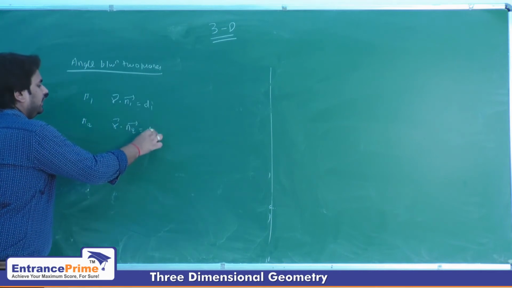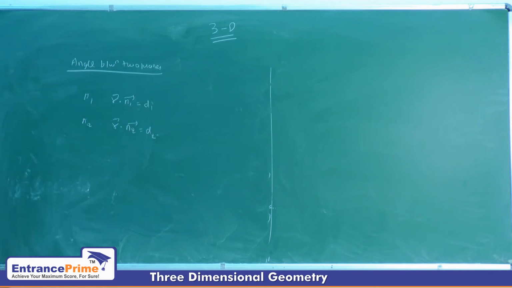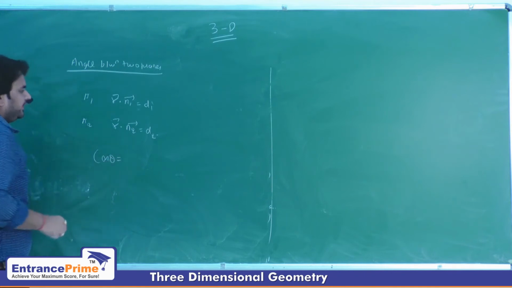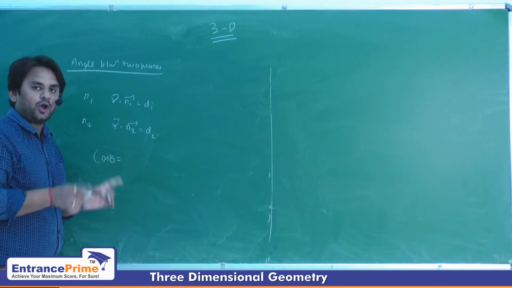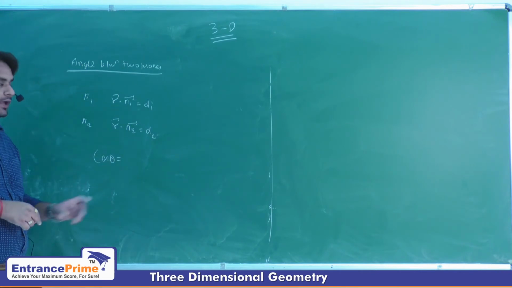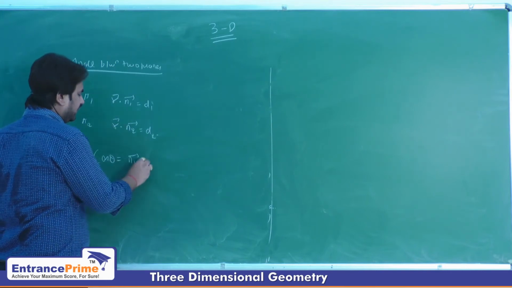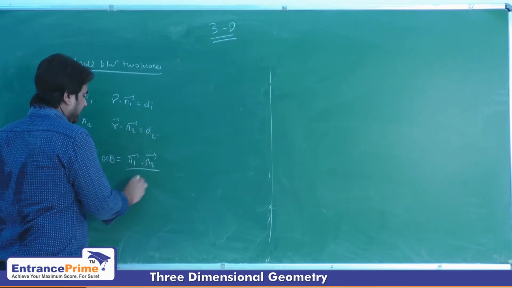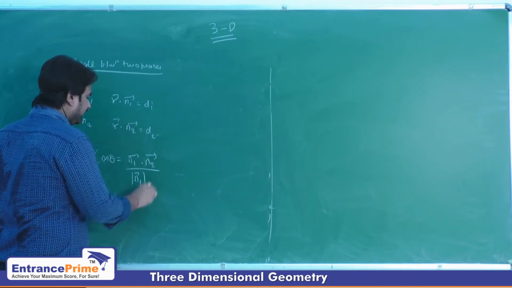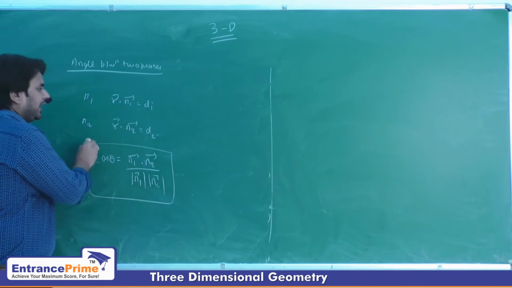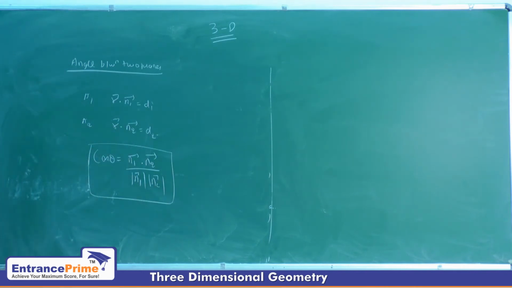If you want to find the angle between these two planes, the angle between two planes is given by the angle between their normal vectors. The formula is: cos theta is equal to n1 vector dot n2 vector divided by magnitude of n1 vector into magnitude of n2 vector. So this is the formula to calculate the angle between two planes.